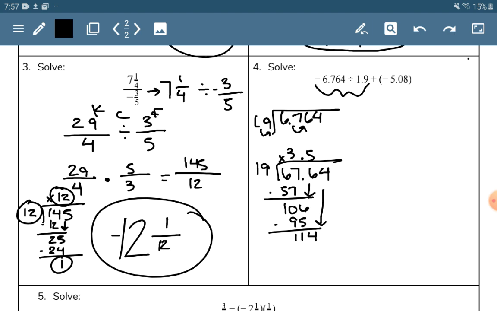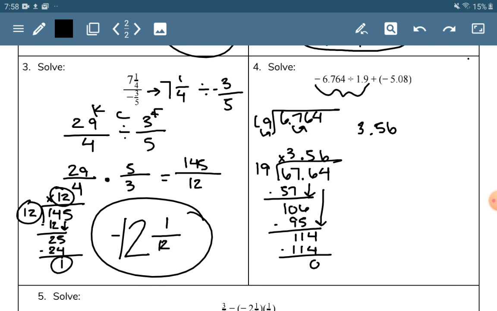19 can go into 114 6 times, and it just so happens that it goes in perfectly. That means I have 0 for my remainder. I have no other numbers to bring down, and I must be done with my division. When I divided, I got 3.56. I do need to think about my sign, so I go back to my original problem.